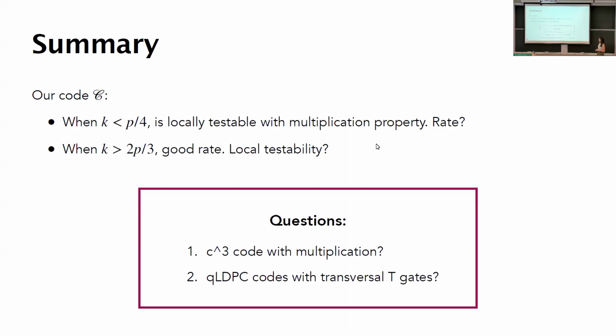The final questions I want to leave you with are the two I said earlier. Can you construct the C3 code with multiplication? And also the quantum question: can you construct quantum LDPC codes with transversal T gates? Yeah. Okay, that's all.